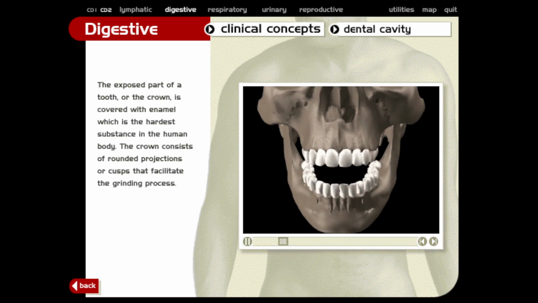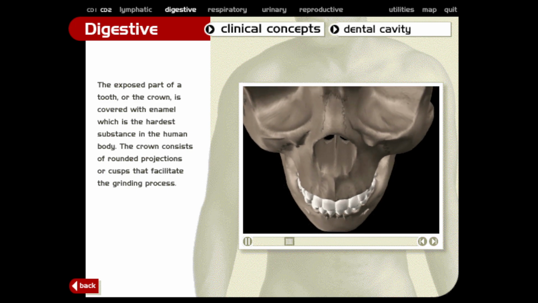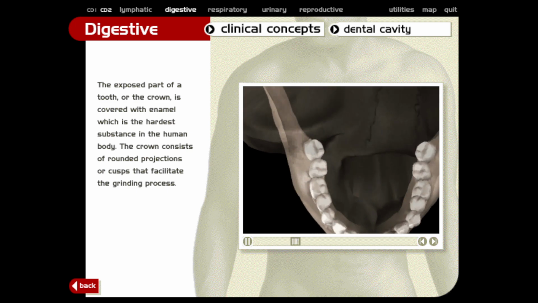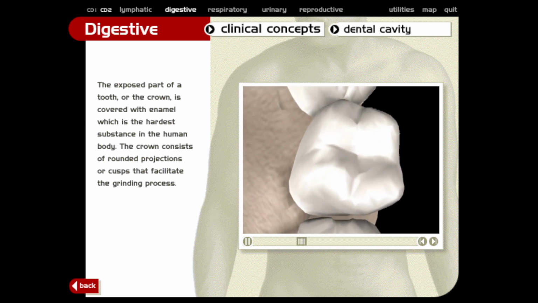The exposed part of a tooth, or the crown, is covered with enamel, which is the hardest substance in the human body. The crown consists of rounded projections, or cusps, that facilitate the grinding process.